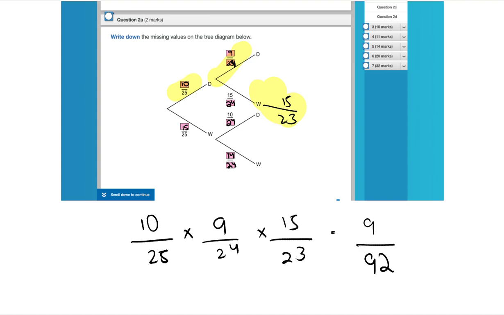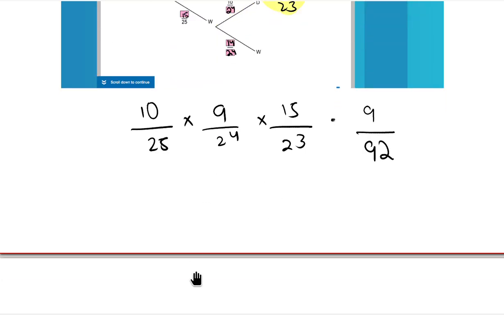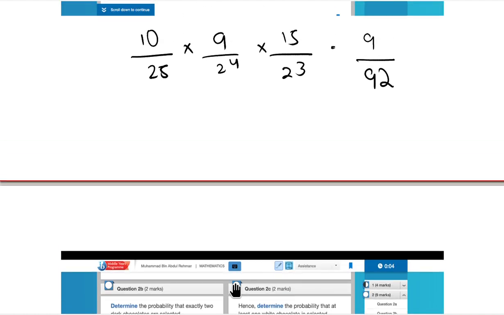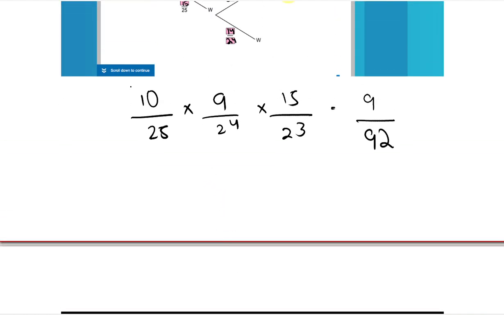Okay, but here is the catch. Now, the question does not specify any order. It doesn't say that the first two should be dark and the last one should be white. So it can be white, dark, dark. It could be dark, white and dark. It could be dark, dark and white. So there is a total of three possibilities in that order of sequence. So what do we do? We multiply this value by 3.